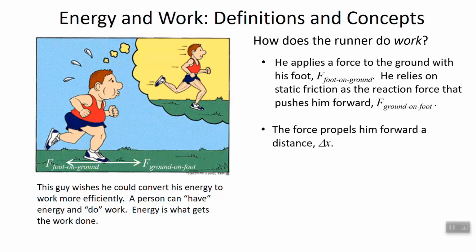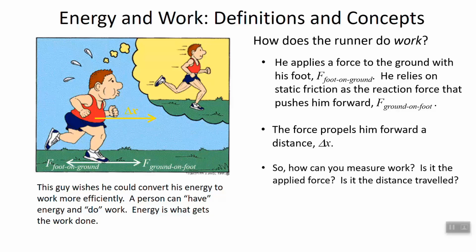And he goes forward a certain distance. Let's just call it delta x. I guess essentially the stride of this runner. He's taking steps of delta x. So every time he applies a force to the ground, he propels himself forward a distance delta x. Those two quantities are the quantities that we're going to use to talk about how much work this guy does while running. We need a way to measure work.